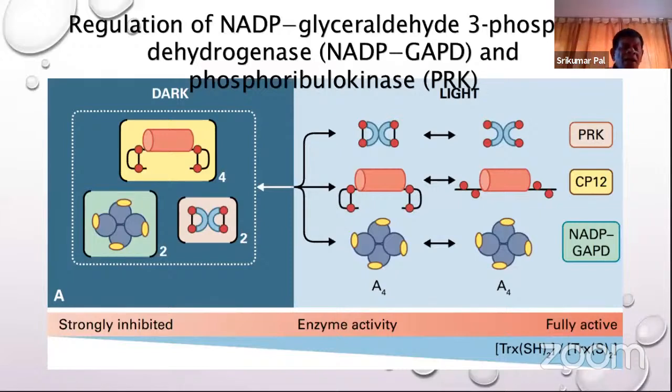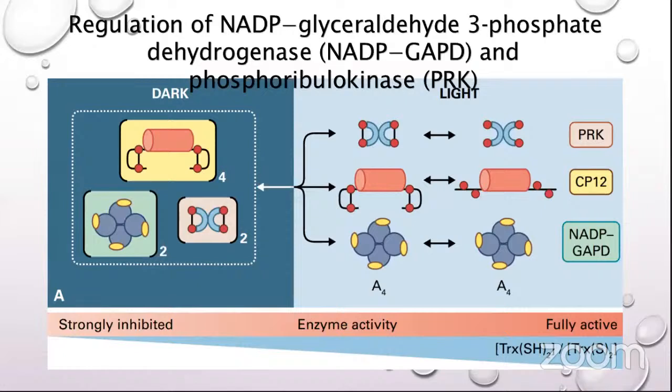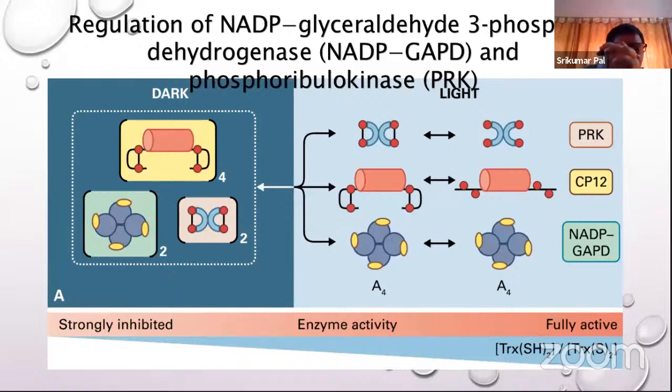Okay, sir. Please start. So actually, many Calvin-Benson cycle enzymes undergo non-covalent interactions with other proteins as well as metabolites like ATP and NADPH. And these non-covalent interactions can alter the catalytic activity within minutes in the dark to light transition.